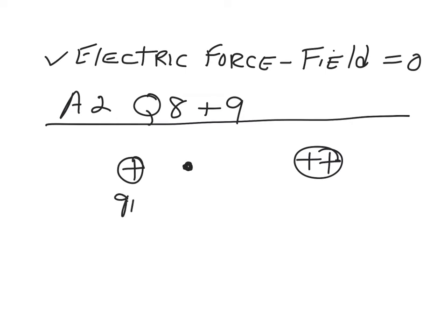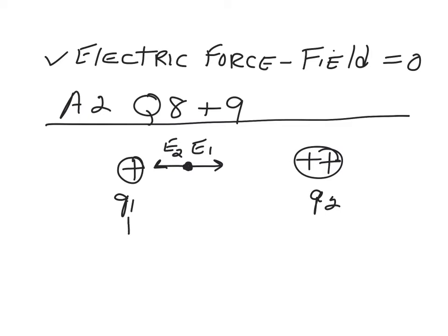Because if this is Q1 and this is Q2, then this is E1 and this is E2, and if the charges aren't equal, the fields aren't going to be equal unless the distances are different. Where the charge is bigger, the distance has to be greater to compensate for the bigger charge.